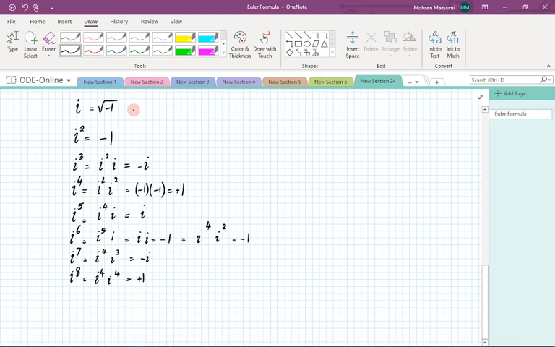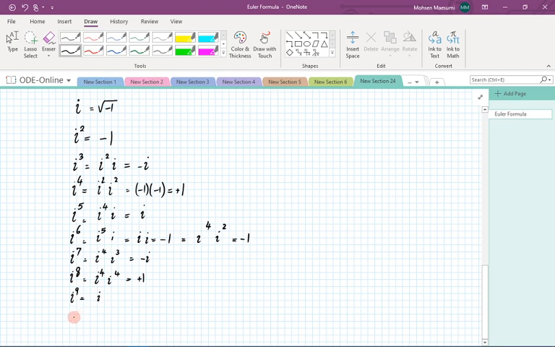So we notice that we are going in a cycle: i, minus 1, minus i, 1. Again, i, minus 1, minus i, 1, and so on. So, if I were to compute i^9, I would write it as i^8 times i^1. I'll be back to i again.